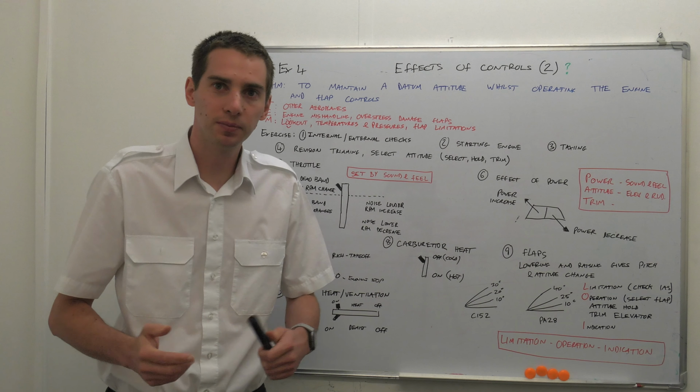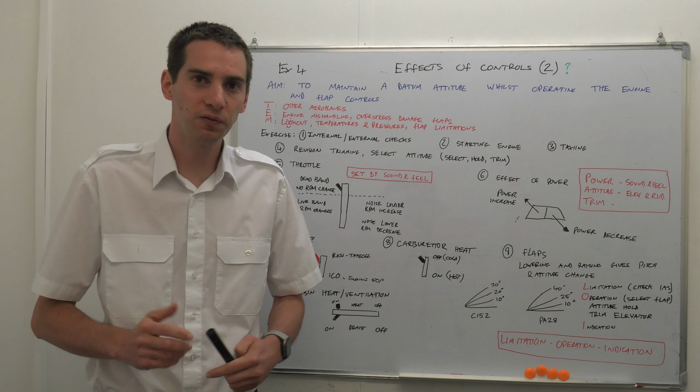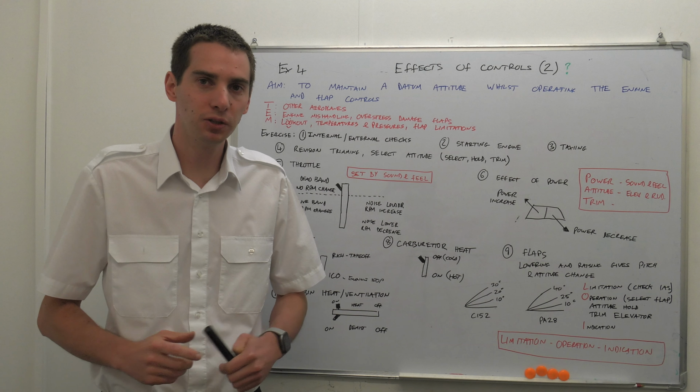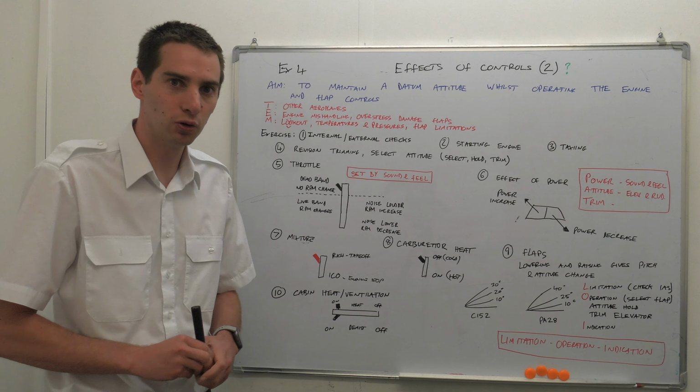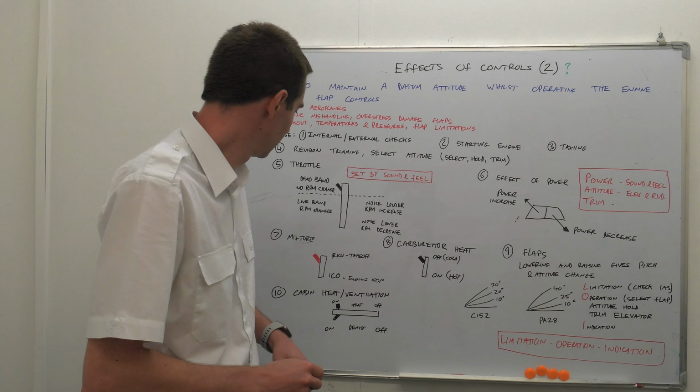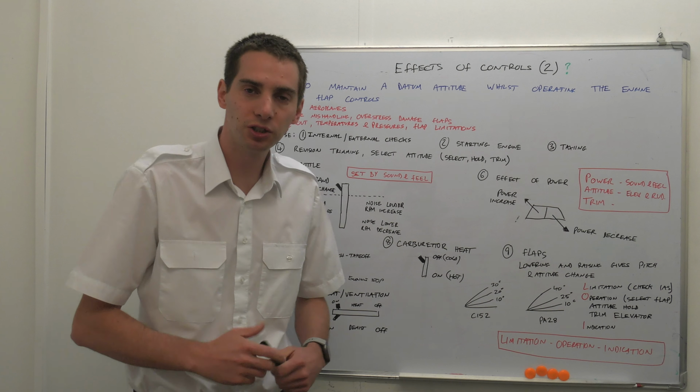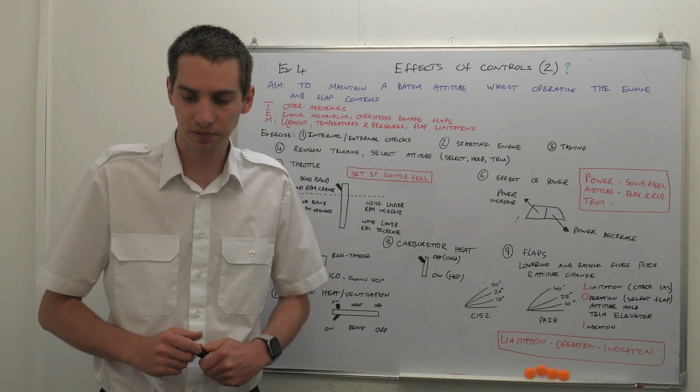The mixture, as I'm sure you're aware, controls the amount of fuel going into the engine for most efficient flying, if it is appropriate for our phase of flight. But fully forward or up is rich, down the bottom is idle cutoff.